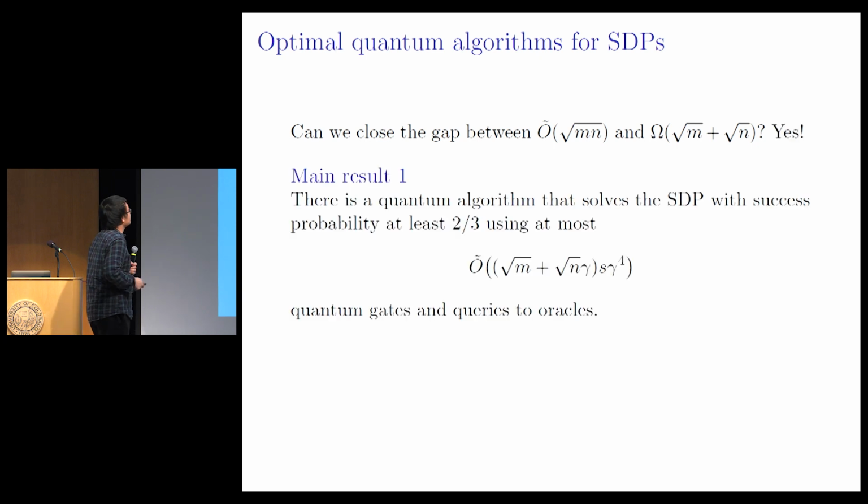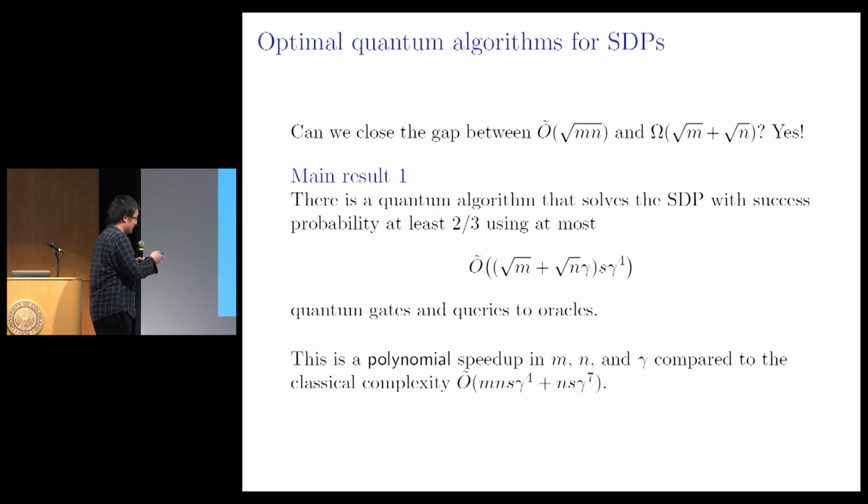So our first contribution is that we prove an upper bound that really matches the lower bound. That is, the original lower bound is the correct answer. That is to say, we gave a quantum algorithm that solves SDP with high success probability using this number of quantum gates and queries to oracles. Compared to the classical state of the art, the matrix multiplicative weight framework result, which is this one, we see that the quantum algorithm gives a polynomial speedup in m, n, and gamma.